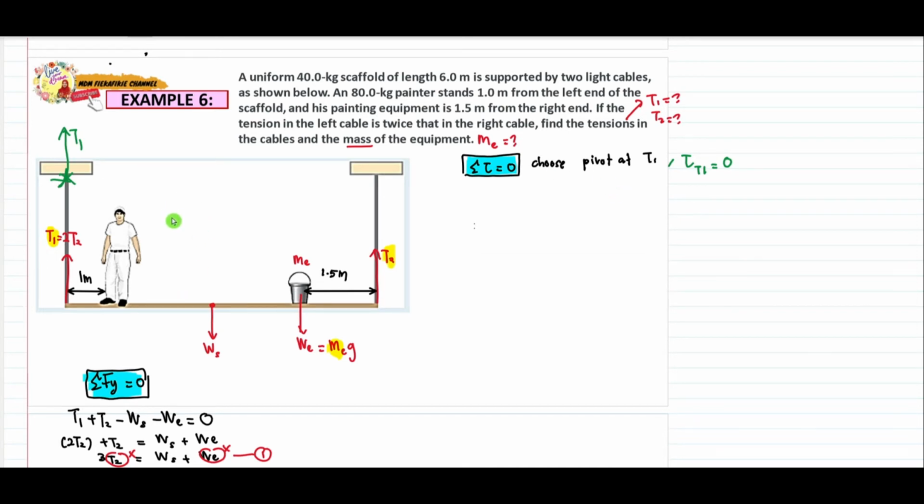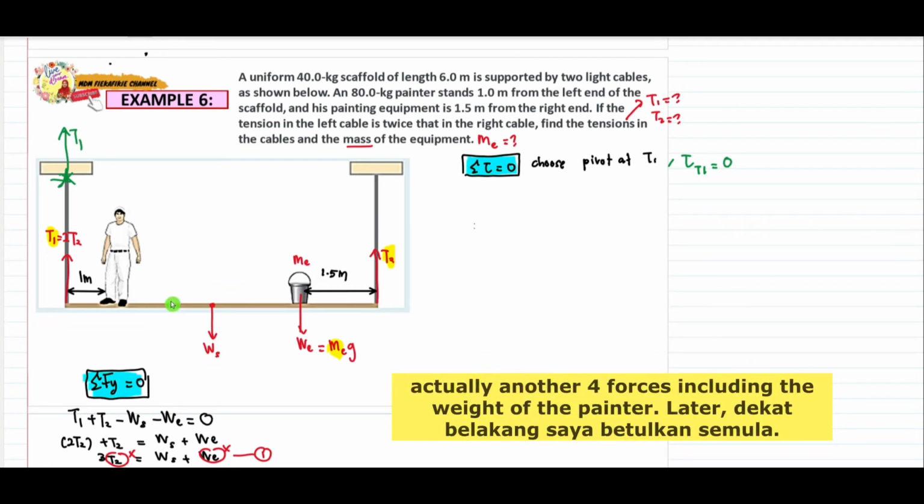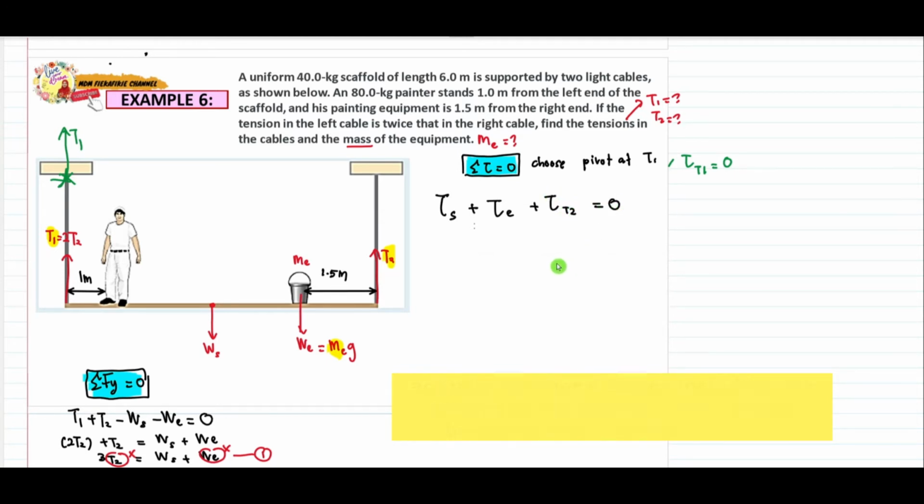Okay, so now kita ada lagi another 3 forces, Ws, We dan juga T2. Okay, so kita kena totalkan the turning effect or torque due to the weight of the scaffold, plus torque due to the weight of the equipment, plus torque due to the tension 2 equal to 0. So kalau kita nak lukis direction, daripada pivot saya lukislah pergi ke sini, turun ke bawah. So WS, they are 90 degree. So this is the pivot point.